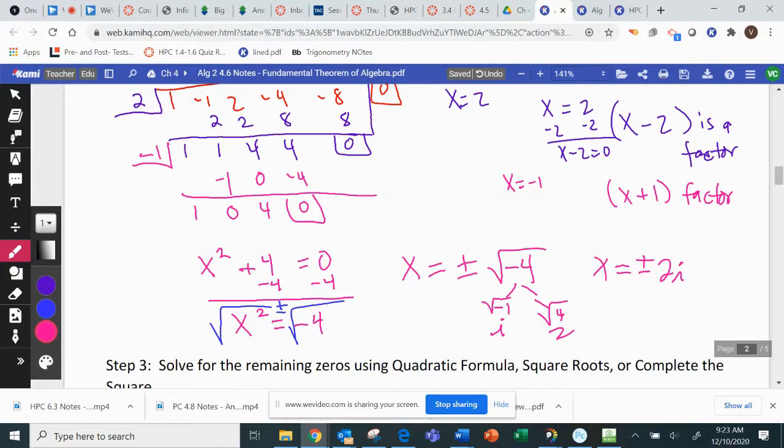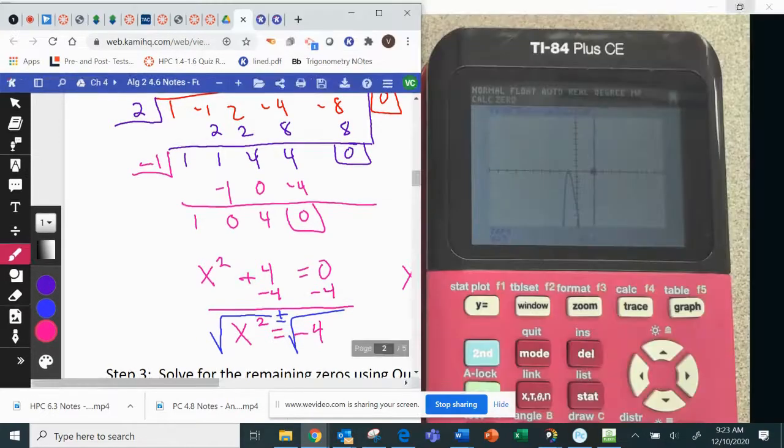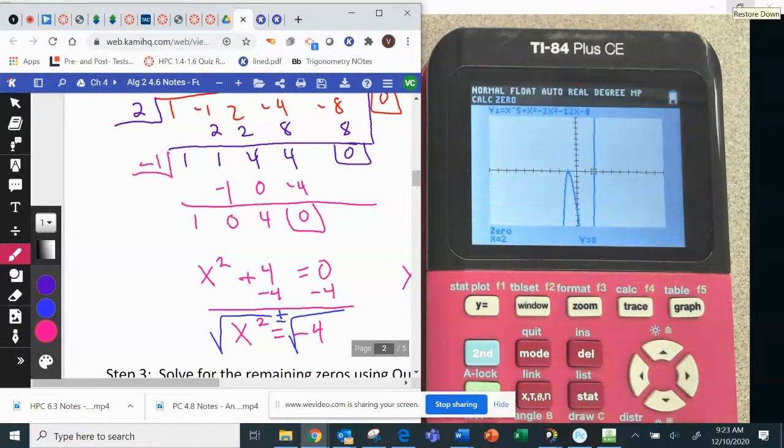For the graph, how does that affect the graph at all? When we were looking at the graph, you only see 3 answers. We only saw -1, -1, and 2. Because the other 2 are imaginary, so it doesn't cross more than those 3 answers.